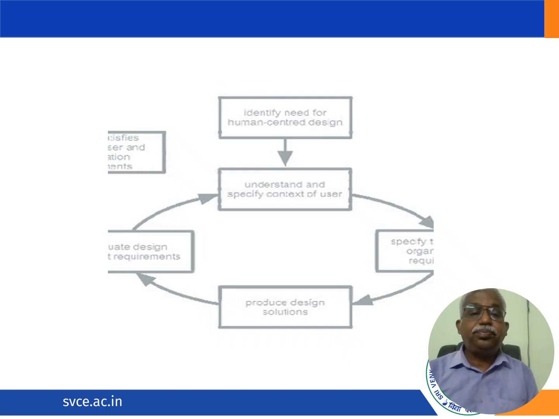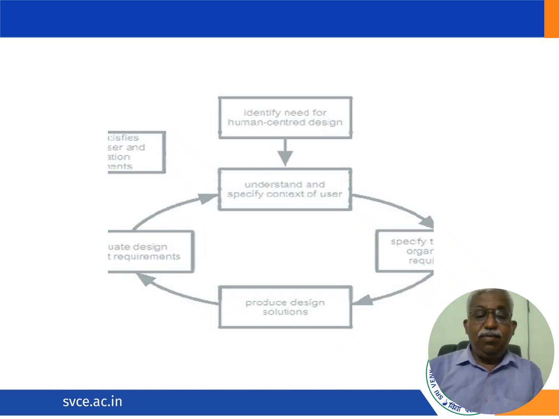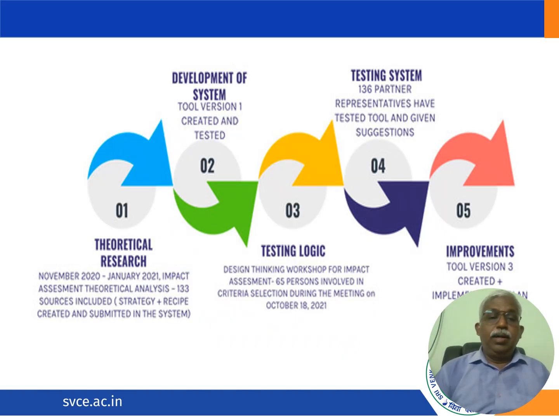Now we have teaching and learning and identifying a human centered design. That is the problem statement. Understanding the specific customer, user centric design. For a specific problem, again we have a solution. Based on that, we discussed the curriculum. Now we have theoretical research, development of system, testing logic, testing system improvements.